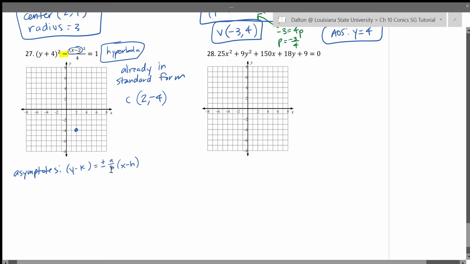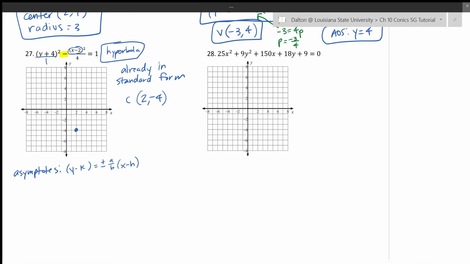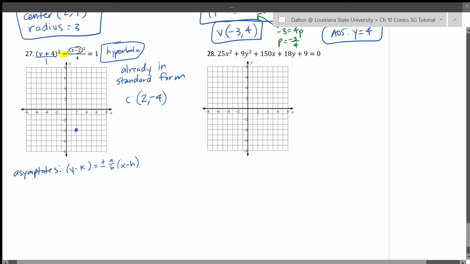Remember, a and b come from the equation. a squared is always the first denominator. So if the first denominator is 1, let's circle that center point, that means a squared is equal to 1. So if that's the case, then that means a is also equal to 1. The second denominator is always b squared. So if b squared is equal to 4, then that implies that b is equal to 2.